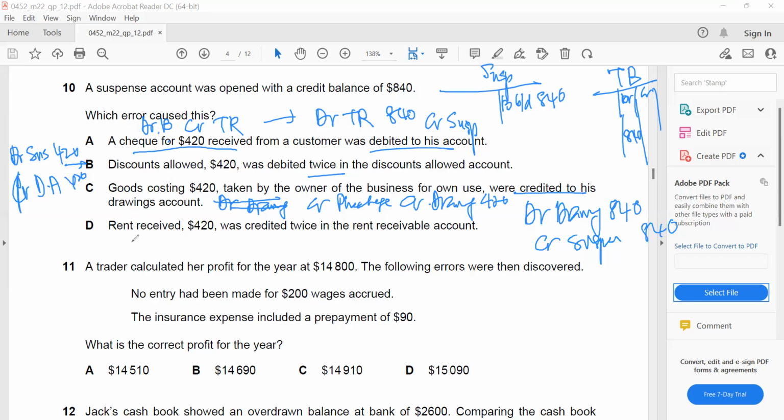Okay, next is that rent received 420 was credited twice in the rent receivable account. Okay, this one credited twice. It means that our credit side rent receivable double, credit twice, that means 840. So we have to do adjustment, debit rent receivable, but only adjust to 420 and credit suspense 420.